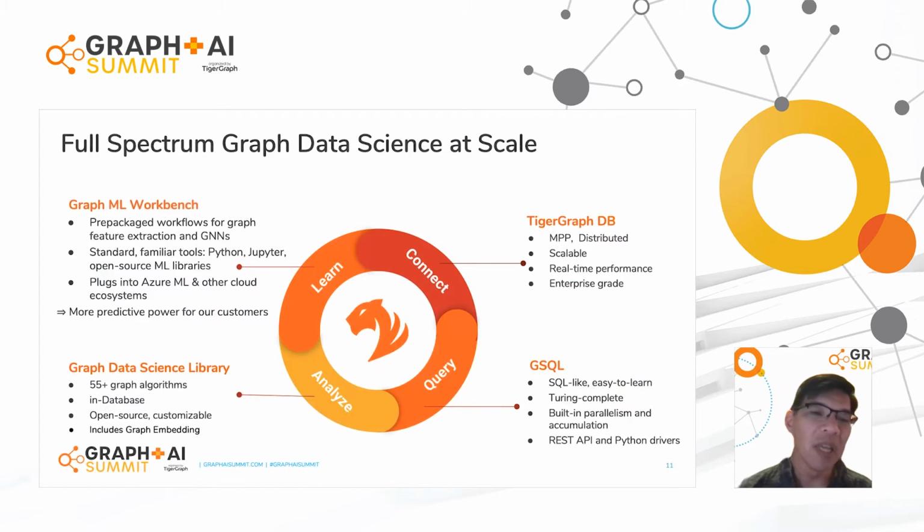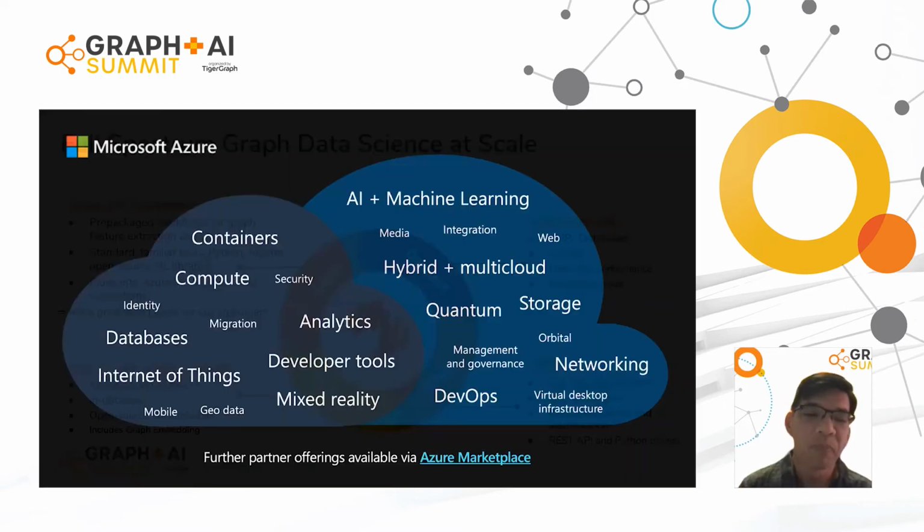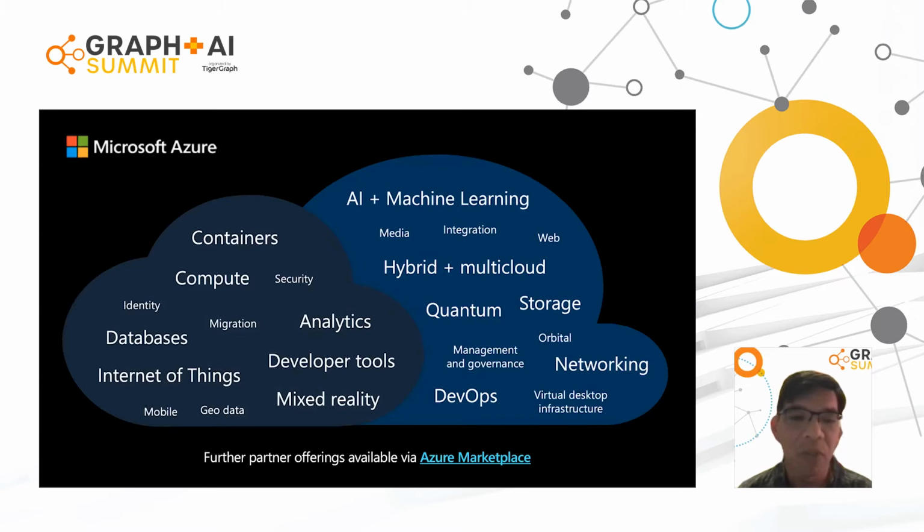And that's with our latest innovations with the Graph Machine Learning Workbench, where, using Python notebooks and integration into Azure ML, you can run graph neural networks or other machine learning, extract graph features, and run graph-based machine learning directly connected with your TigerGraph database, all integrated within the Azure ML framework. So that's TigerGraph. And now I'm going to hand it over to Timo to tell you more about Azure, and then how TigerGraph and Azure can work together.